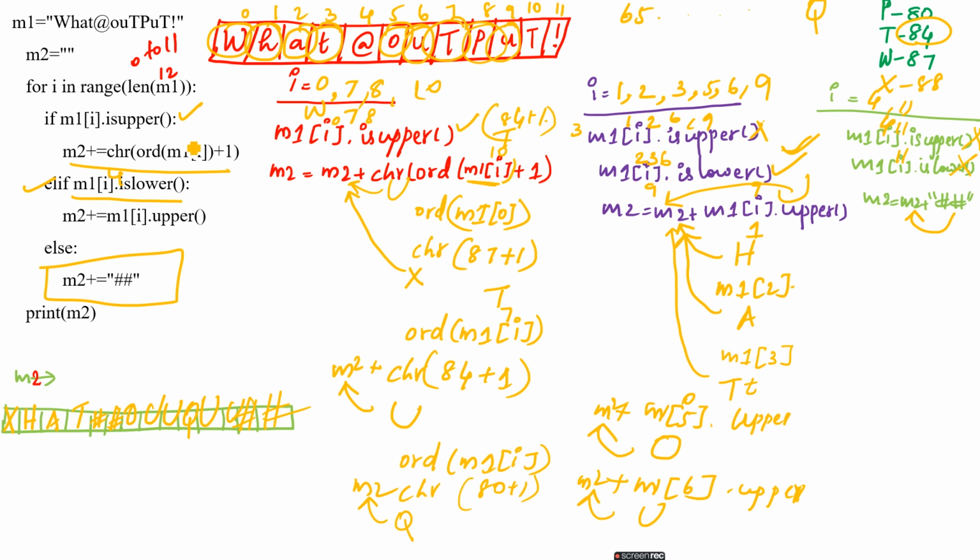Now no more values from the range function will come, so we are outside the for loop. Now print m2. So what is there in m2? Capital X, H, A, T, hashtag, hashtag, O, U, U, Q, U, U, hashtag, hashtag. So this is the output.